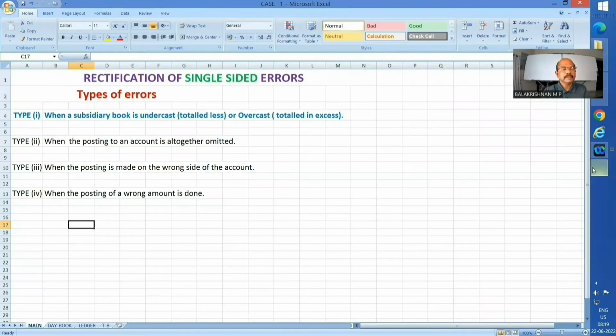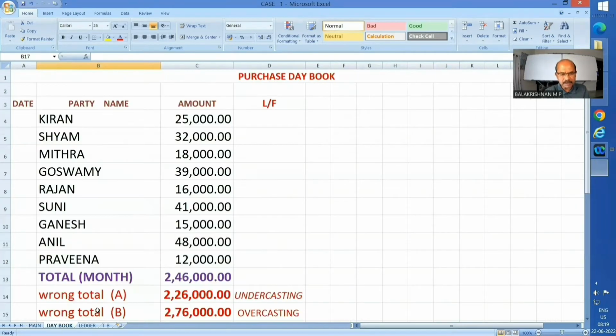It's as follows. Illustration in respect of type 1, that is, when a subsidiary book is undercast or total less, or overcast or total in excess. Let's assume that there is a purchase day book. I've shown only the essential part of a purchase day book, that is party name and amount. These many purchases, if properly totaled at the month end, it would have been 2,46,000. In that case, you would have debited your purchase account with 2,46,000.